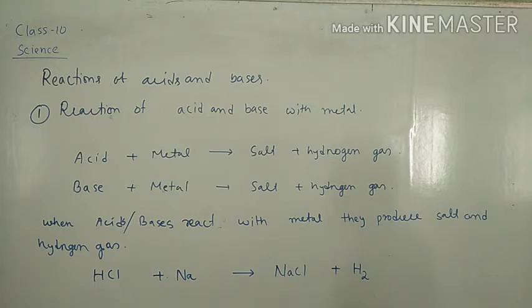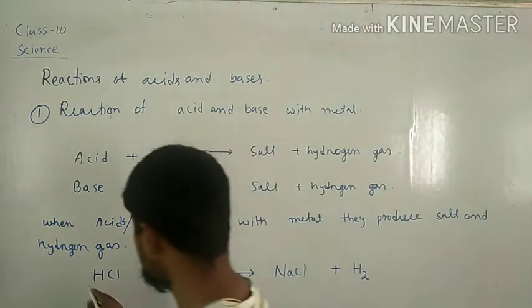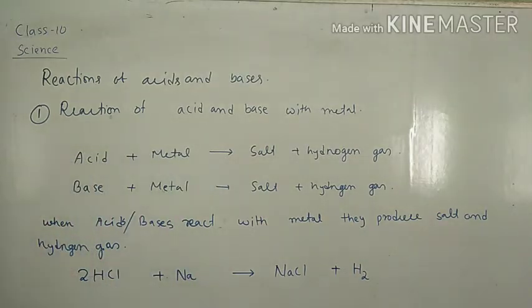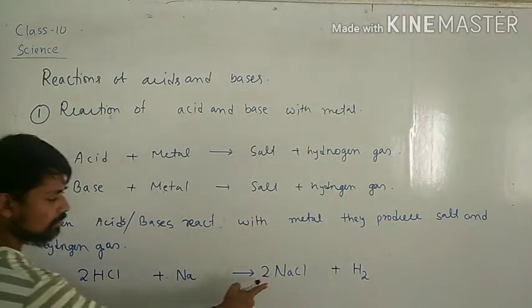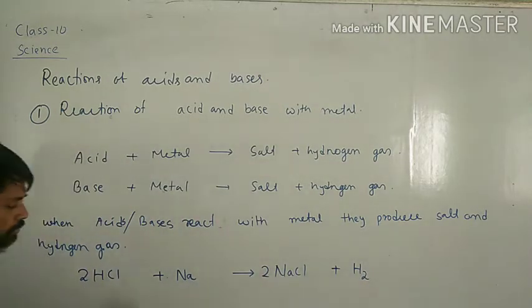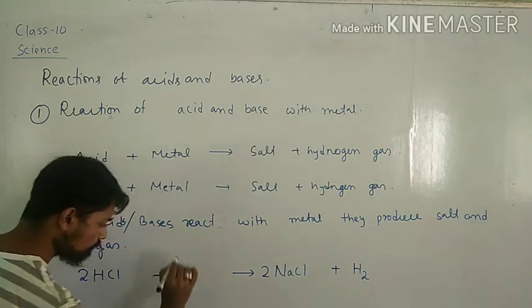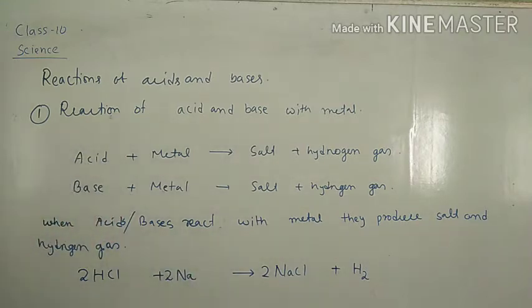So how can we balance? See, here the number of hydrogen is 2. So put a 2 here. Now the number of chlorine becomes 2. So we have to put 2 before the NaCl. Now the number of sodium becomes 2. So we put a 2 here.